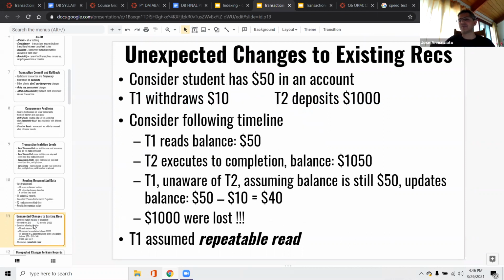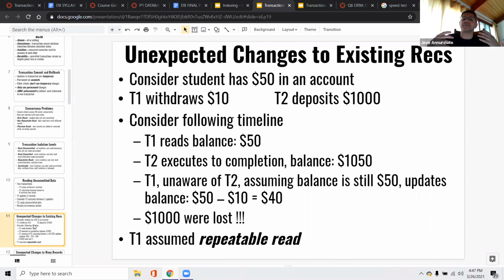Oh, how about this one? Repeatable reads. So my algorithm here is going to read data from the database. It's going to assume that that data is not going to change, that they're the only holders of the truth, but it actually is changing underneath. Their algorithm is written in such a way that they assume that they're the only ones holding the truth.